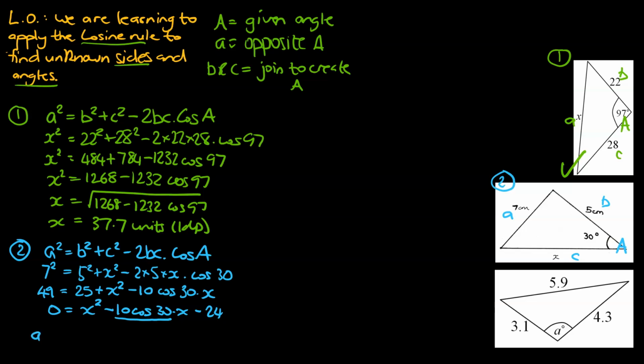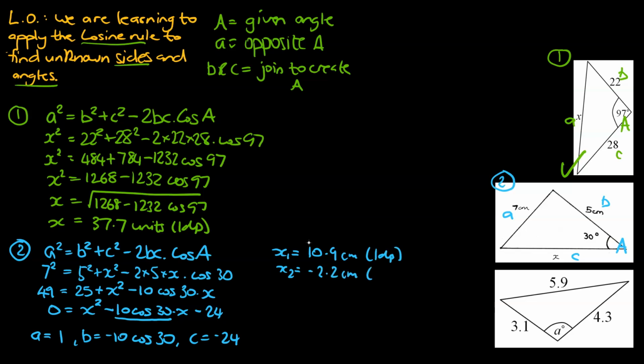So in this case, a will be equal to 1, b will be equal to negative 10 lots of cos 30, and c will be negative 24. So x1 and x2. Our graphics calculator tells us that is 10.9 centimeters, and I rounded that to 1 dp, and below that there is negative 2.2 centimeters, also rounded to 1 dp.